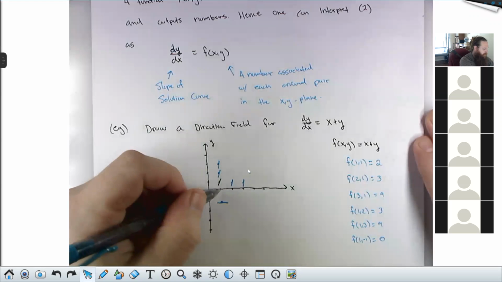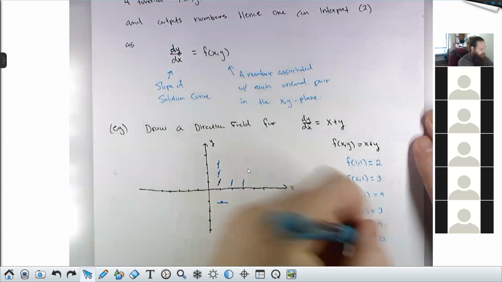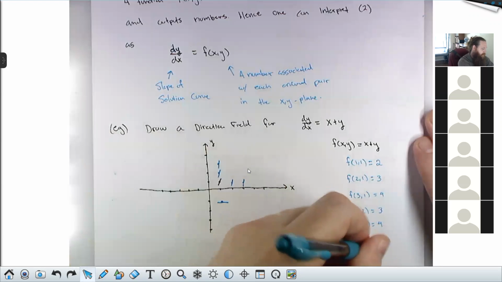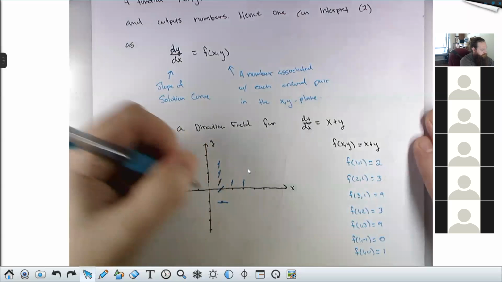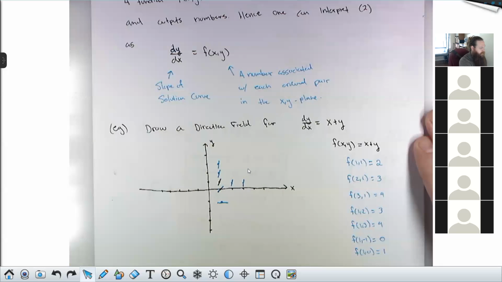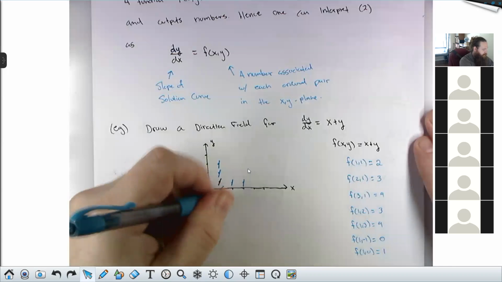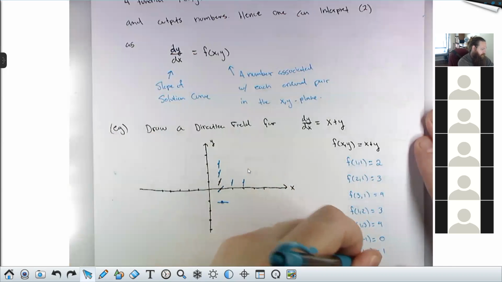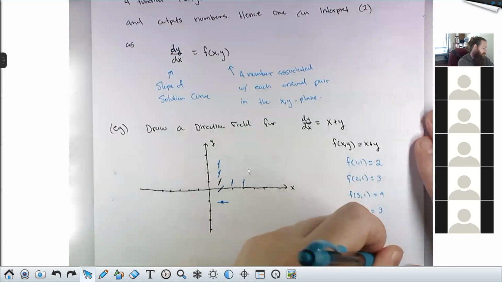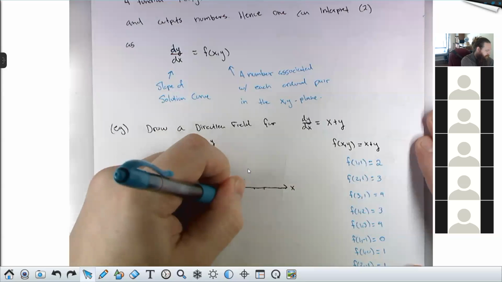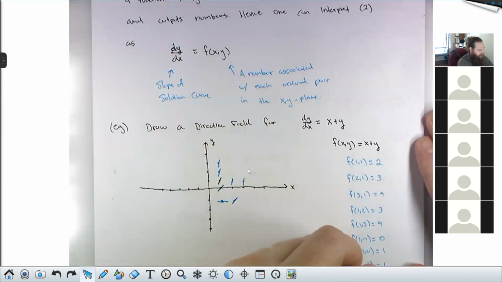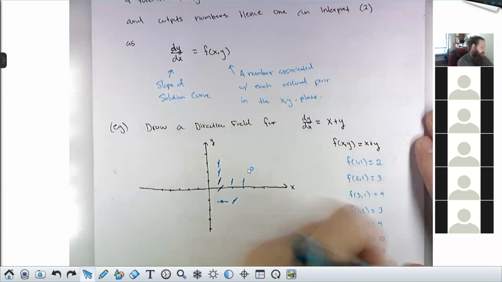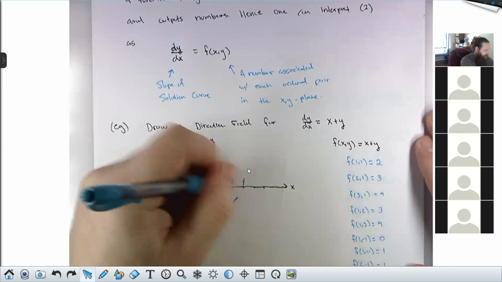What about at this point right on the x-axis? That's 1, 0. Well, that's 1 plus 0, that's 1. So that should be like this. At 2, -1, that's 2 plus -1, which is also 1. So that should be parallel to this guy. At 3, -1, you get the idea. 3 plus -1, that's 2. So that should be parallel to this guy.